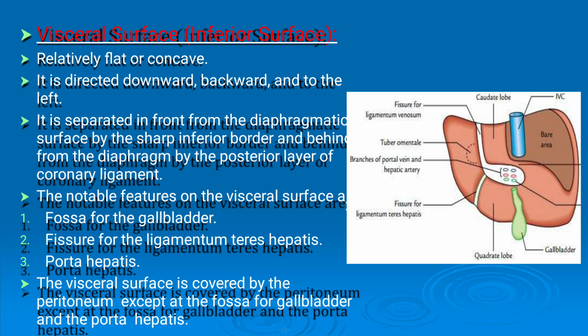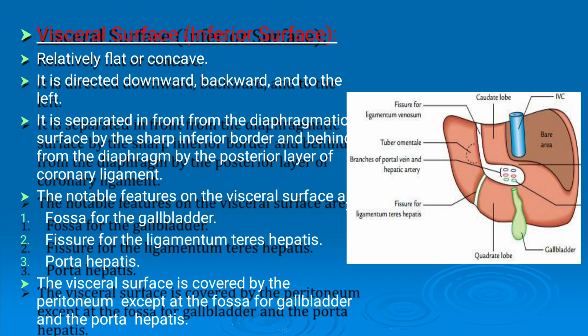Now we want to discuss the notable features on the visceral surface: the fossa of the gallbladder, which we discussed already in this diagram, and the fissure of the ligamentum teres hepatis. We can see there is no problem. The porta hepatis we discussed. The visceral surface is covered by the peritoneum except at the fossa for the gallbladder and the porta hepatis. We can see, no problem.